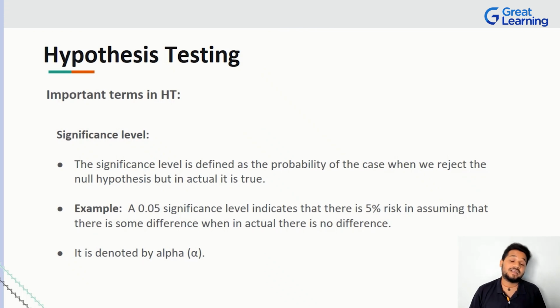Maybe it's fine. Now, if that number was, hey, I think there's an 80% chance that your tire is punctured, what would you do then? Would you still ride it? I don't think so, right? So this significance level is basically denoted by alpha.